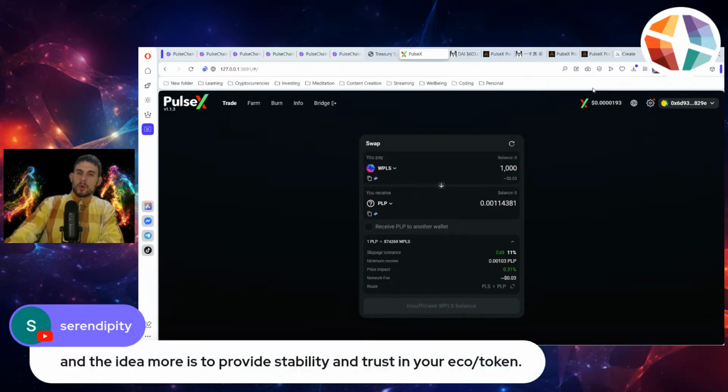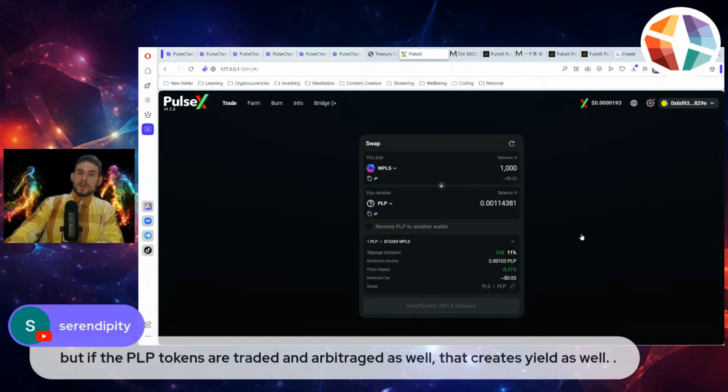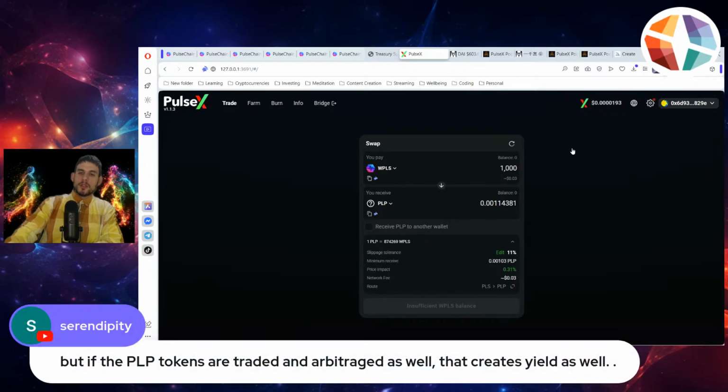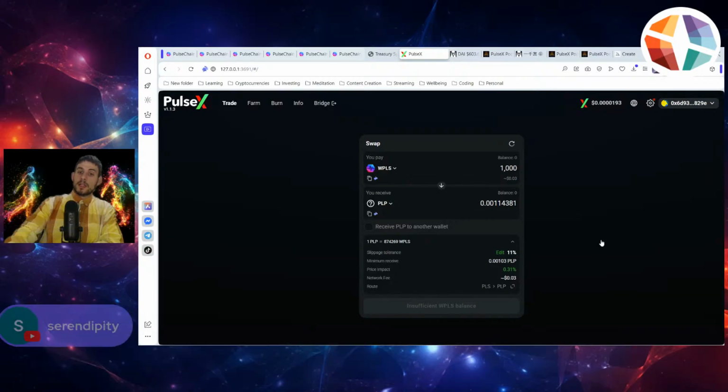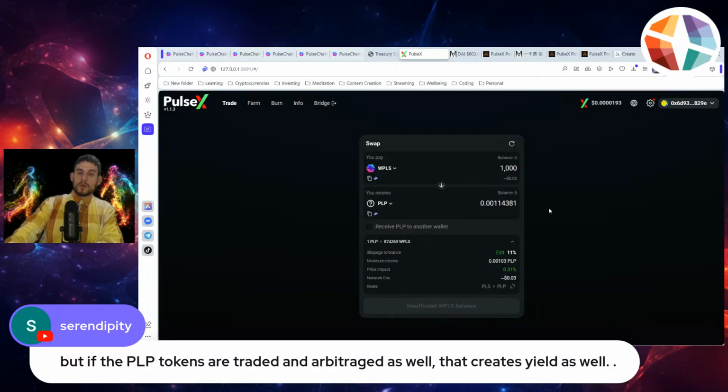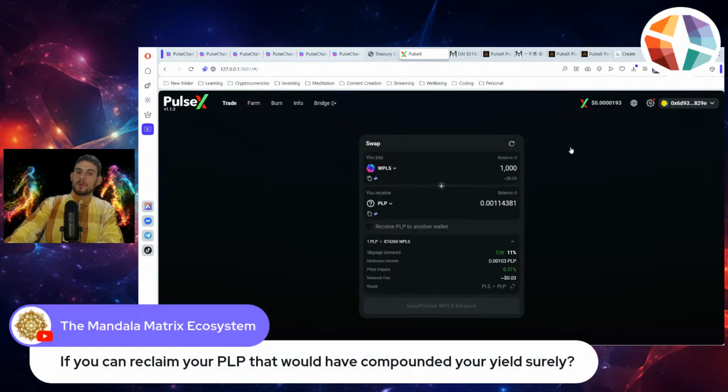And the idea more is to provide stability and trust in your eco token. But if the PLP tokens are traded and arbitraged as well, that creates yield as well. Exactly. That's what I was thinking about as well, and that's what Muddy was telling me anyway. I think that's very, very clever. If you can reclaim your PLP, that would have compounded your yield surely. I don't think so. I don't think you're generating yield while the PLP is burnt. But maybe you do.